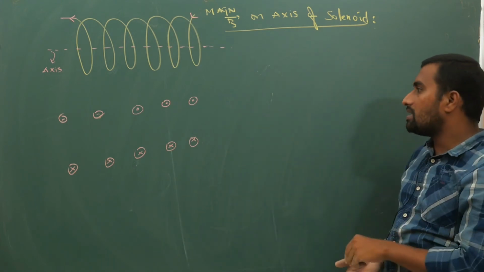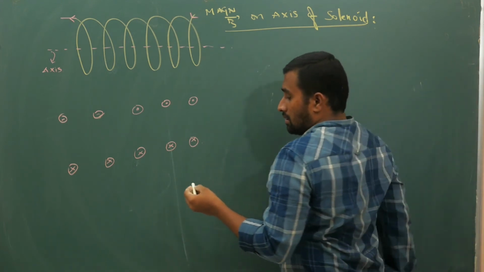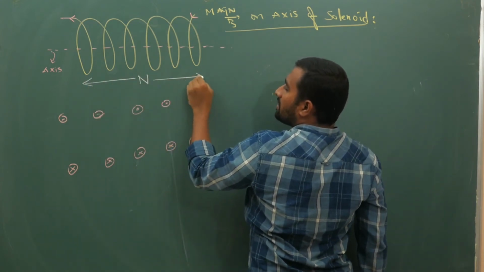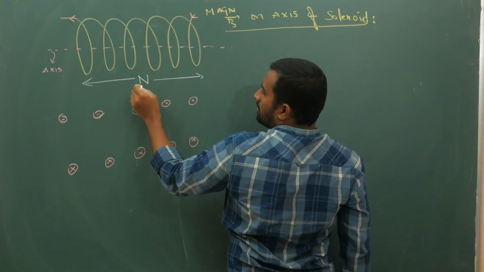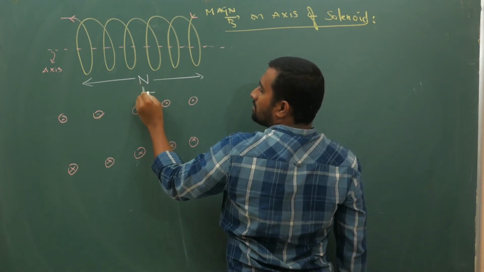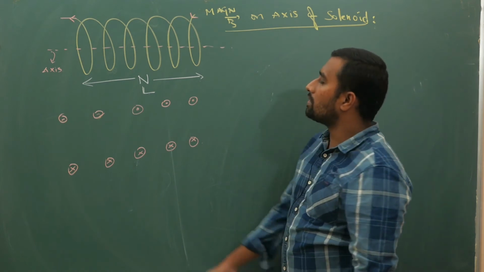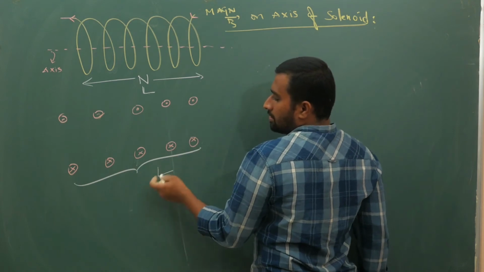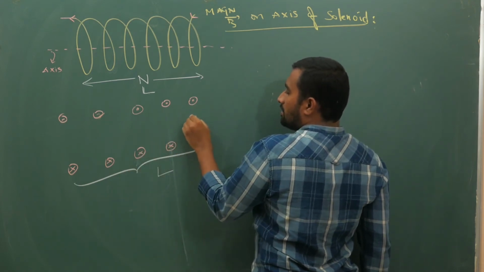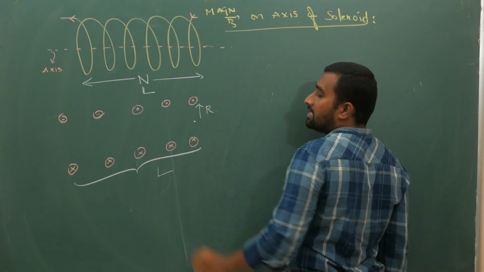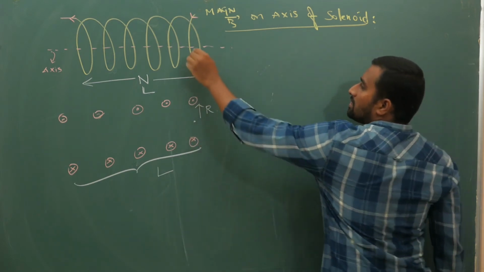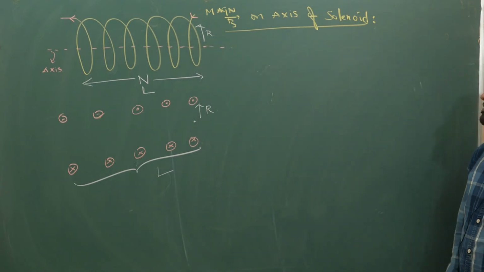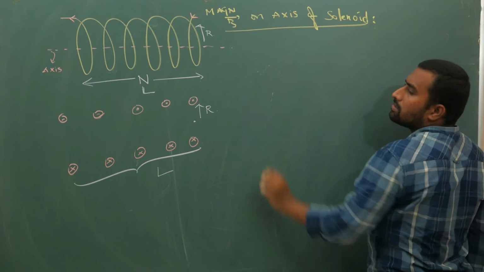Now let us say your total number of turns from here to here is n and the total length is L. Let us say the radius of the cross section of the solenoid is r. So that means from the axis to this part, this distance is r. Now for this solenoid, this is only your solenoid.